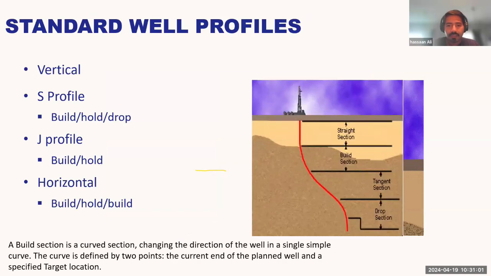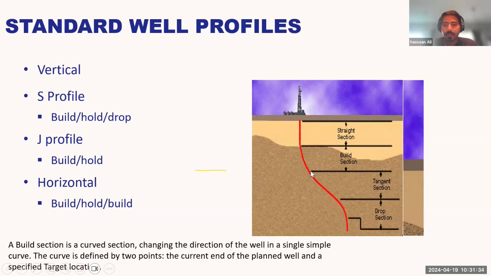Essentially, in the S type, you can see there is a rough S over here. You will have a straight section, and then you will have a build section. The build section is a curved section in which you are changing the direction of the well in a simple curve. It will have two points: an end point, which is the end point of the straight section, and a specific target location.